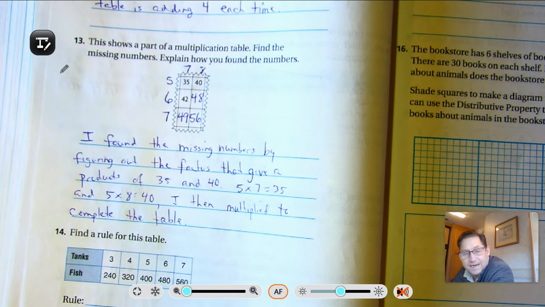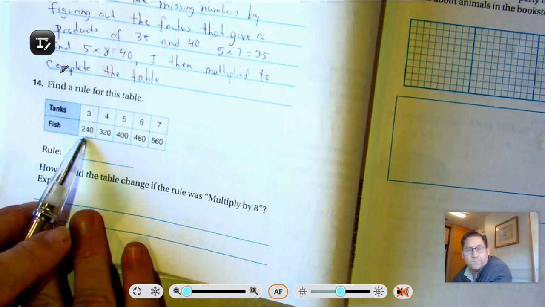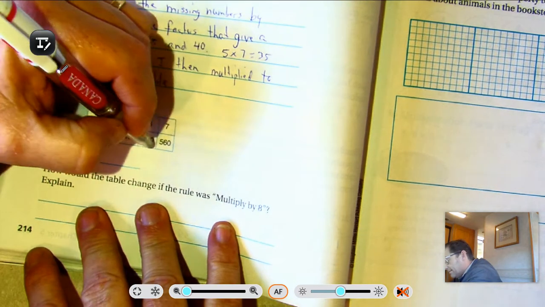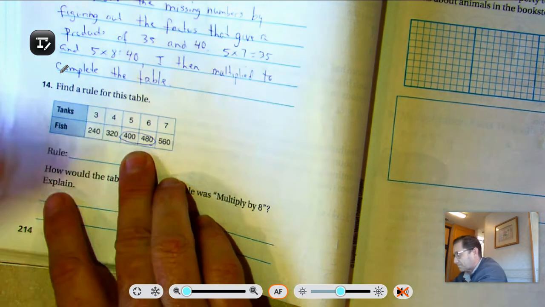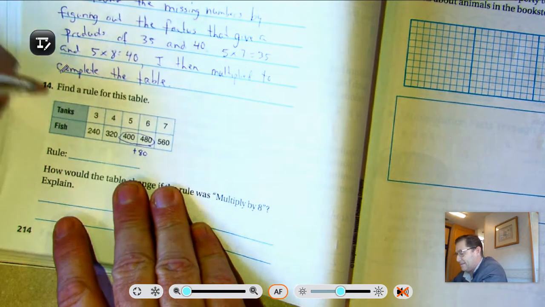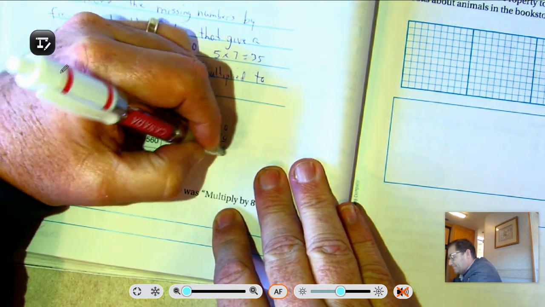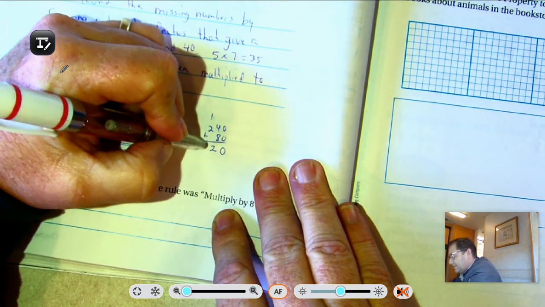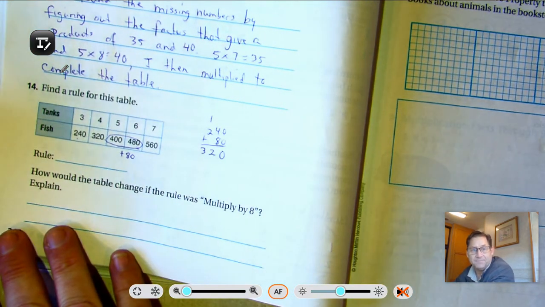Okay, final rule for this table. So I see that this is increasing. So how much is it increasing? Well, the easiest one for me to do is to go from 400 to 480. That would be adding 80. So let's see if that's right. 240 plus 80. 8 and 4 is 12. Regroup that as 100 and 2 tens. So that's 320. Yes. So they are adding 80 each time.